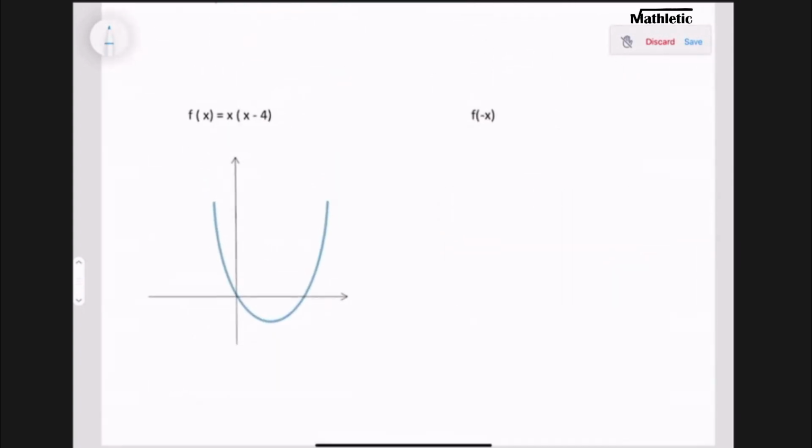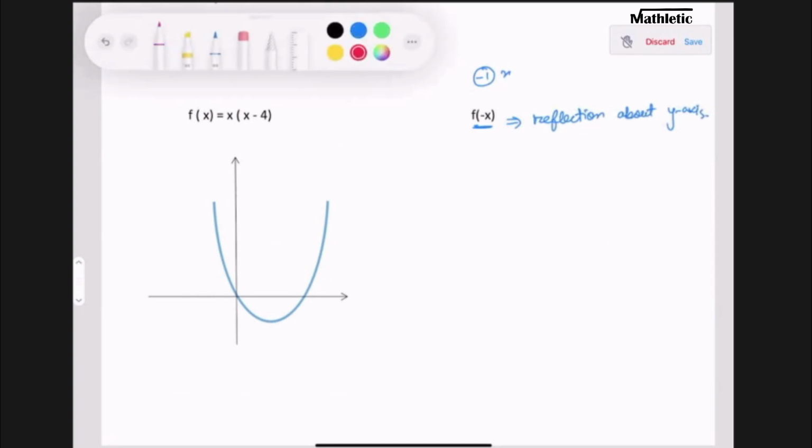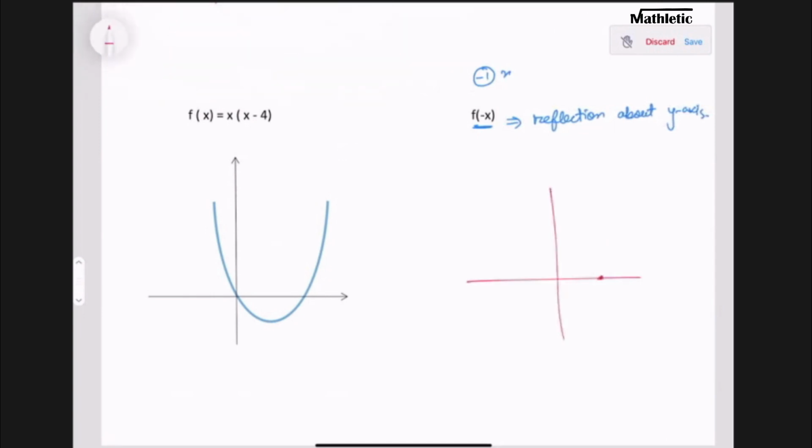Next, suppose we have f of minus x. So you are actually multiplying minus 1 with the x coordinates, right? So this is basically a reflection about y-axis. Because suppose you have a point of 2. When you are using minus x, it's minus 2, right? So this point is shifted here to the left side of the y-axis, so it's basically a reflection about the y-axis.